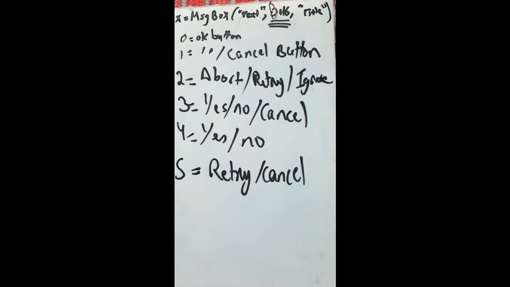If you put a 0, you have an OK button, as you saw when I tried the code that I wrote on the notepad. If you put 1, you have an OK button and a cancel button. If you put 2, you'll have abort, retry, and ignore buttons. If you put 3, you'll have yes, no, cancel buttons. If you put 4, you have only yes or no. And if you put 5, you have retry or cancel. It's very simple, and you'll understand it better when we try it on the computer later on.